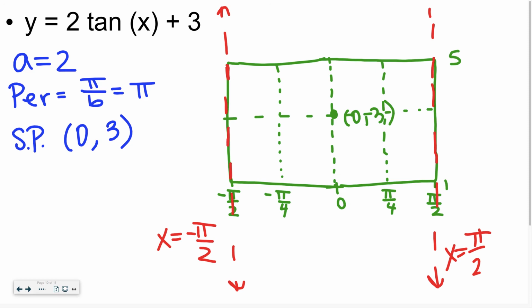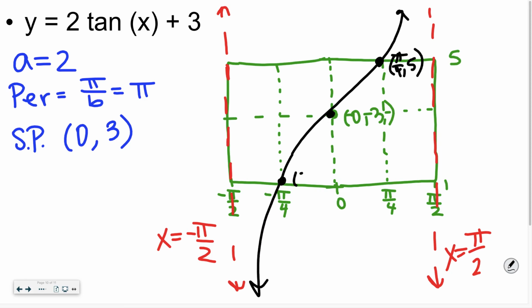And then since this is a positive tangent graph, we want it to rise going through the starting point, and then the edge of the frame tells you where to make those other 2 points. So since we had that vertical stretch, this coordinate is at pi over 4, 5. And this coordinate is at negative pi over 4, 1. Ta-da! We did it.